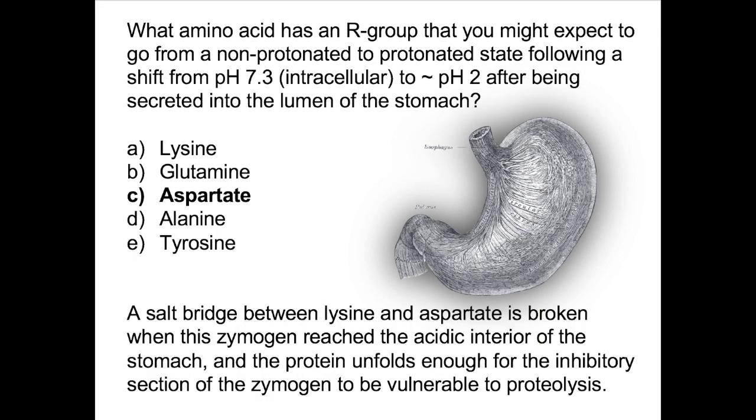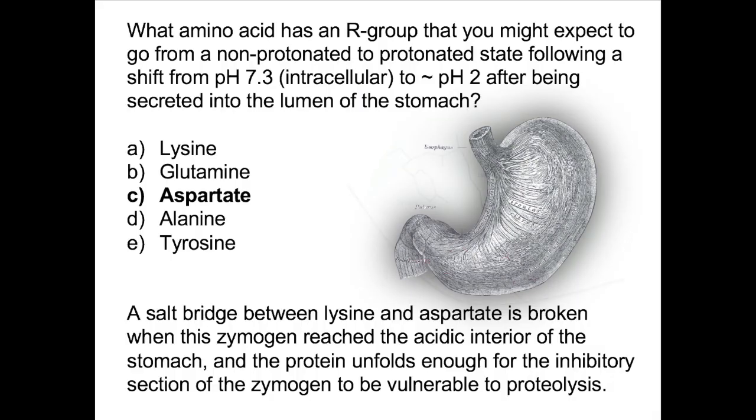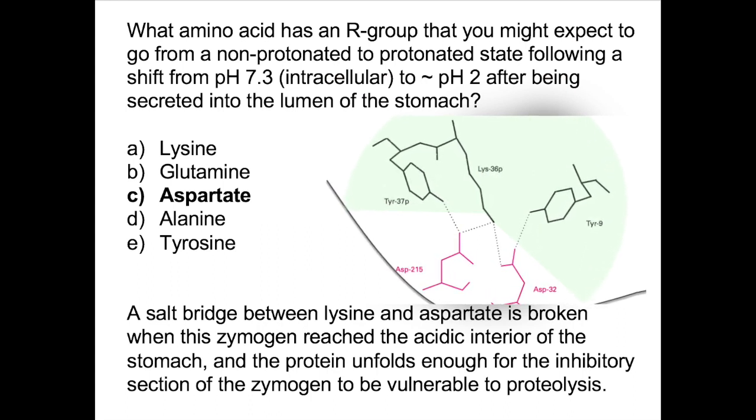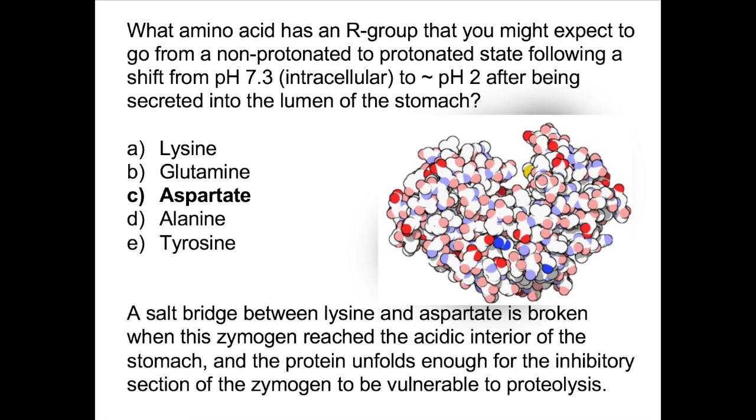That's right, it's aspartate. There are actually aspartates in the active site that are responsible for the catalytic activity of this enzyme. And so when aspartate becomes protonated, it's no longer going to bind to a lysine. Therefore, the protein can open up just a little bit to become vulnerable to proteolysis. And so this 44 amino acid segment that is present in the active site is going to be cleaved away to activate this enzyme.